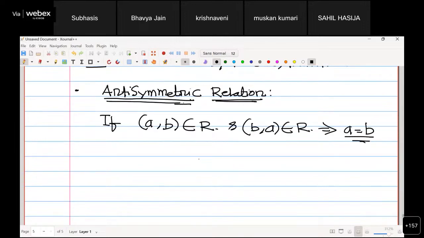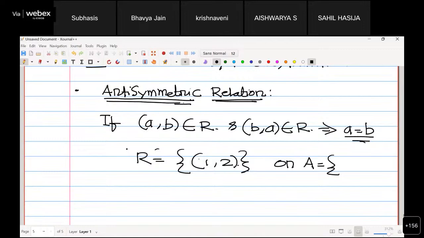Okay, let me start with a simple example. A is, let's say {1, 2}. My relation is what? (1, 2). Okay, this is my relation on {1, 2}. So is it an anti-symmetry relation? Yes, sir. Correct.